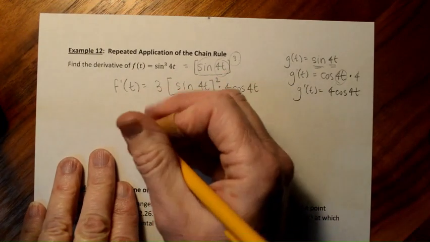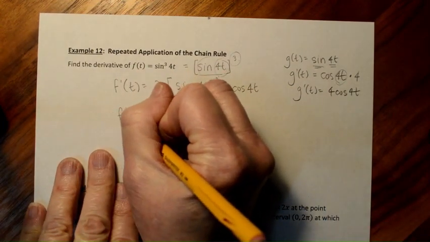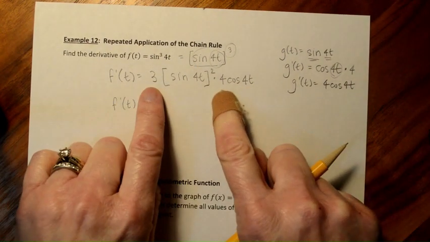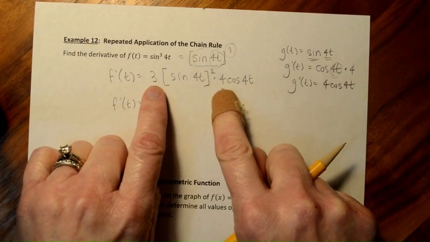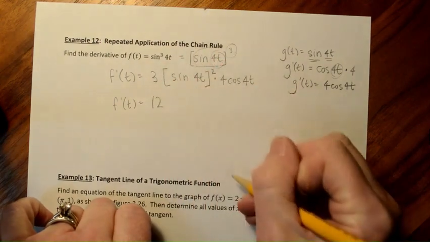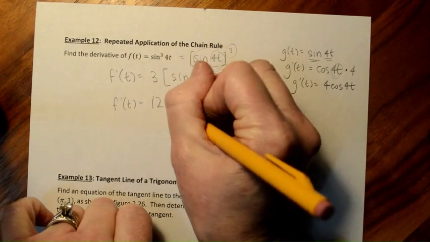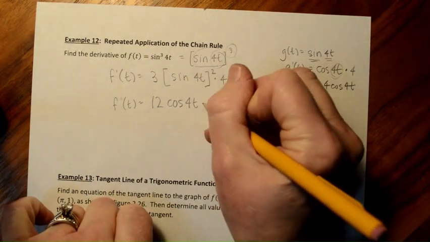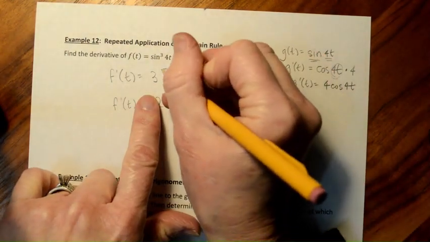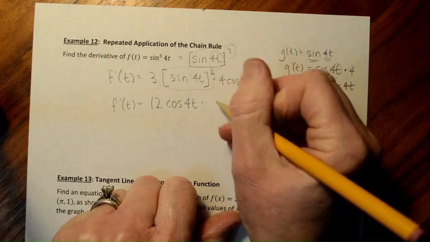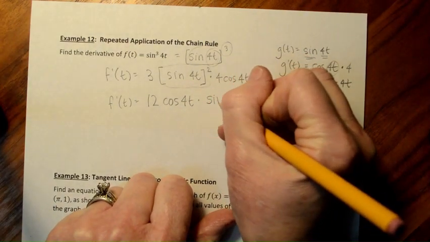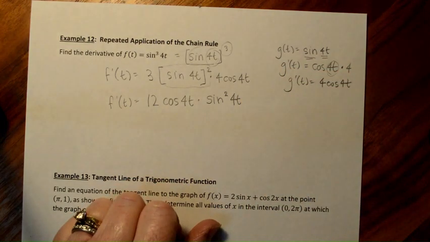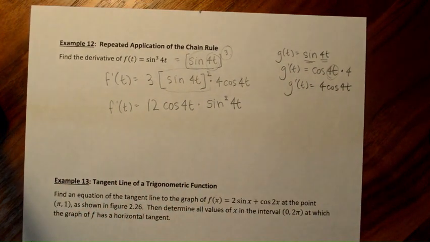Okay, let's clean up. So then we end up with f prime of t equals, I'm going to collect these things out front here. So this is a 12. And then I'm just going to bring the cosine up front just because it's not squared. So we'll have cosine 4t. And then you could either write this part as is, but I'm going to put the squared back where it was between the sine and the 4t. And that would be our derivative.